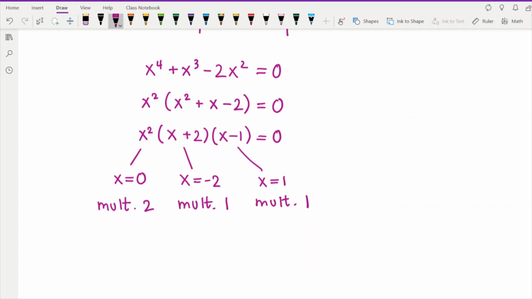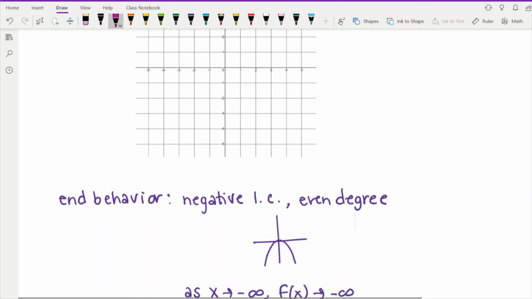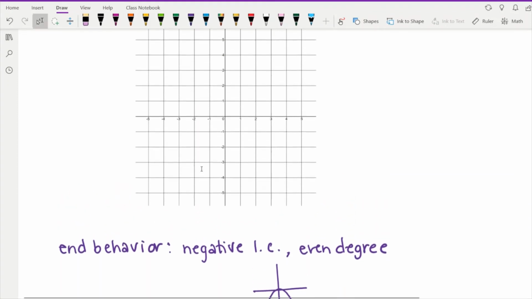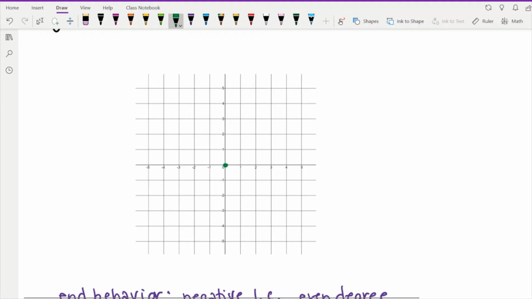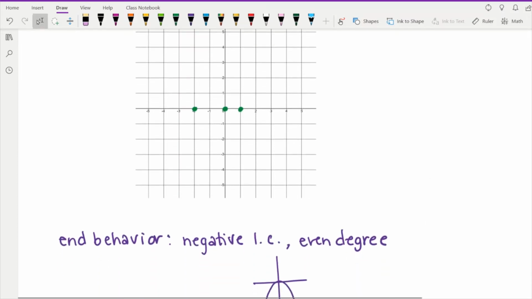Okay, so how do we put this all together and sketch the graph? Well, let's start by just plotting the points that we know are our x-intercepts. So we know we have (0, 0), (-2, 0), and (1, 0). Sorry, my screen got a little stuck. There we go. So we have (0, 0), (-2, 0), and (1, 0). So now we need to figure out basically how does the graph go between those points. And so the information that's going to tell us how the graph goes between those points comes down to a couple of things. It comes down to the end behavior and then also the multiplicity.